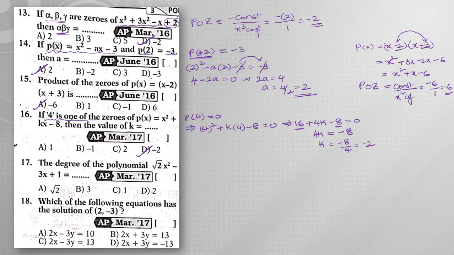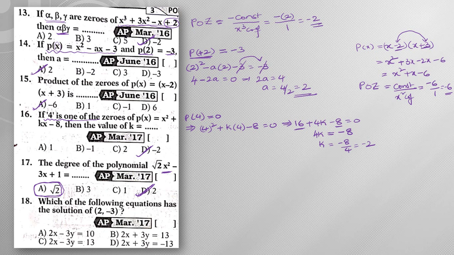Next, the degree of the polynomial root 2x square minus 3x plus 1. If you observe carefully, this is a quadratic polynomial, hence the degree is 2. For suppose if you ask about the coefficient of x square, then root 2 will be my answer.